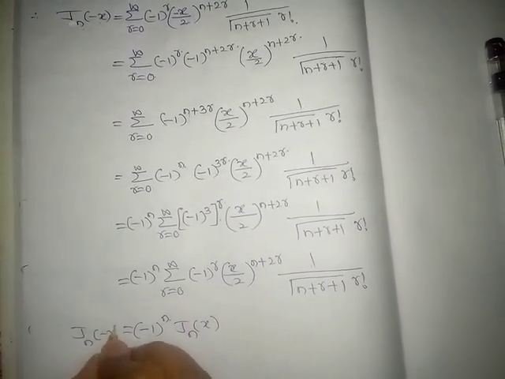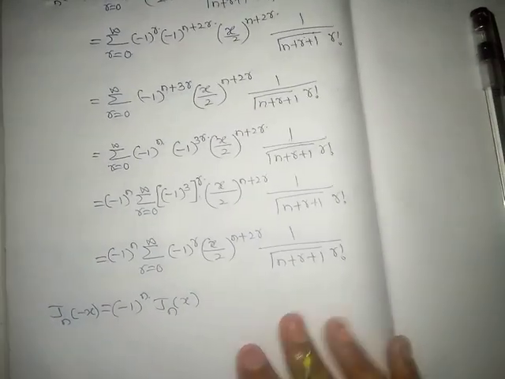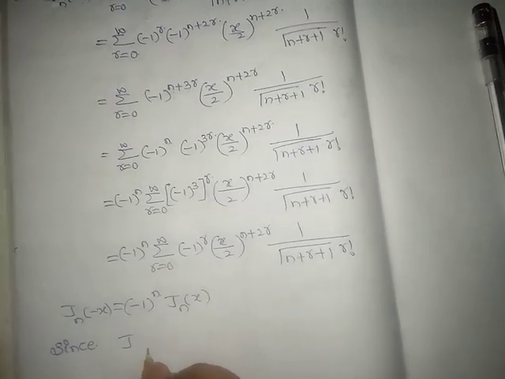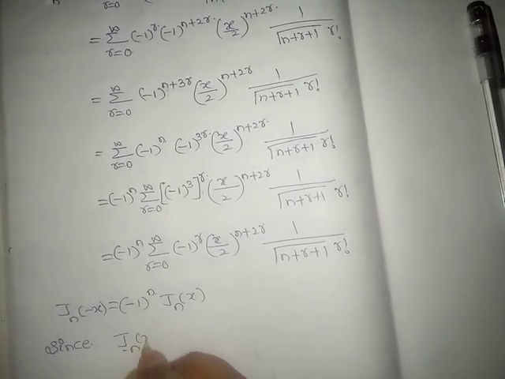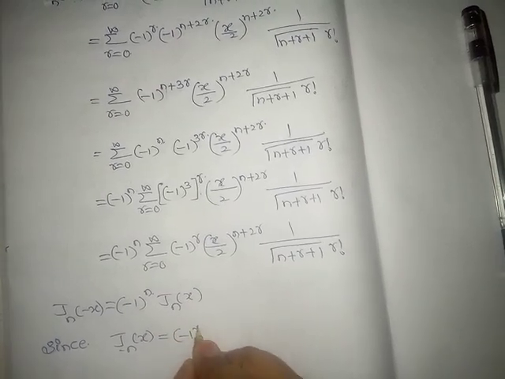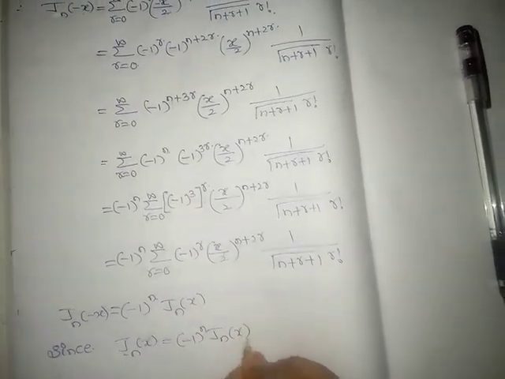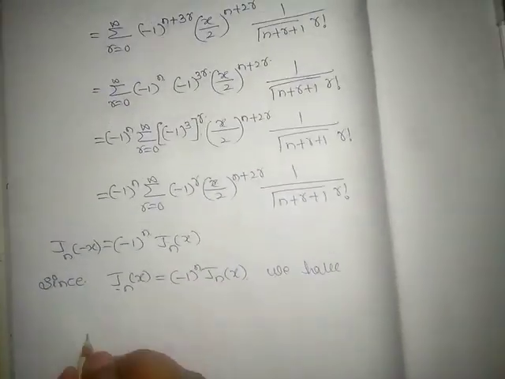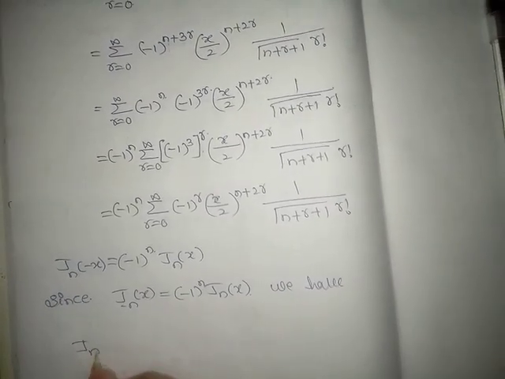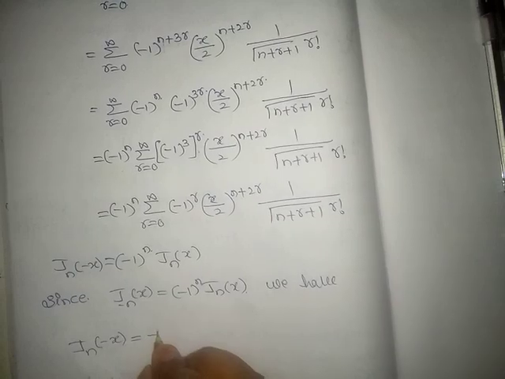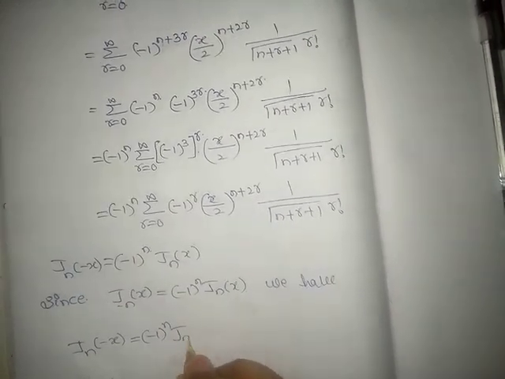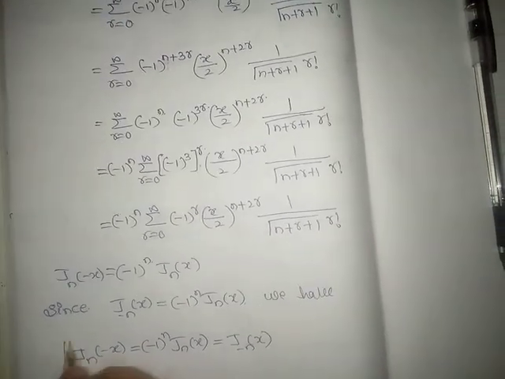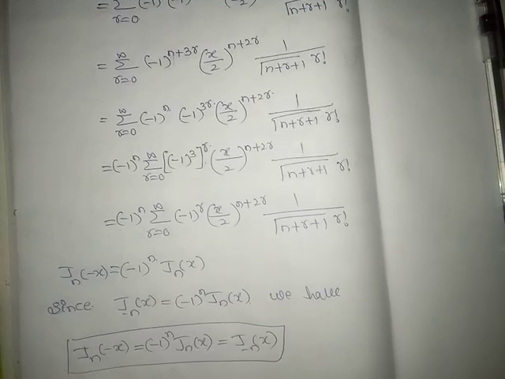Jn of minus x is equal to minus 1 raised to n Jn of x. Since we already know that J minus n of x is equal to minus 1 raised to n Jn of x, we have Jn of minus x is equal to minus 1 raised to n Jn of x, which is equal to J minus n of x. This is the proof.